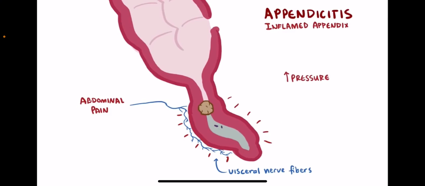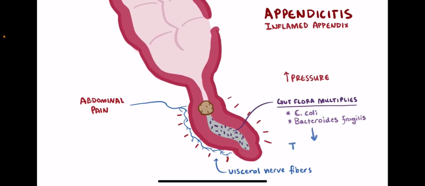Along with that, the flora and bacteria in the gut are now trapped, right? And intestinal bacteria that are usually kept in check in the gut, like E. coli and Bacteroides fragilis, are now free to multiply. And this causes the immune system to call up white blood cells, and pus starts to accumulate in the appendix.